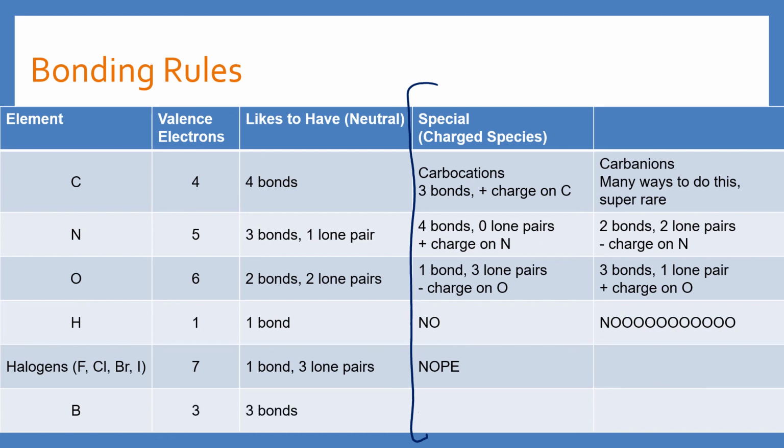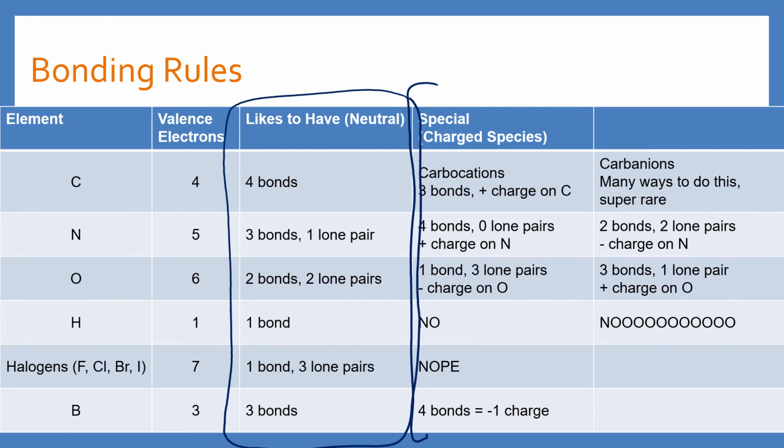Boron comes with 3 valence electrons. When it's neutral, it has 3 bonds, no lone pairs. This is not a full octet. This is only 6 valence electrons around boron, and it's actually okay with that. Boron can also have 4 bonds, which would give it a -1 charge. So again, if you can memorize this, you're going to get through your Lewis structures very, very quickly.